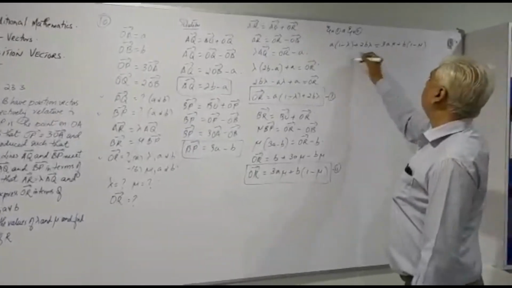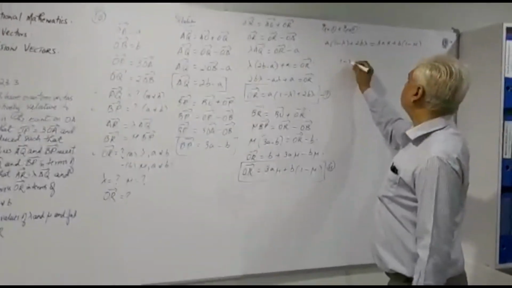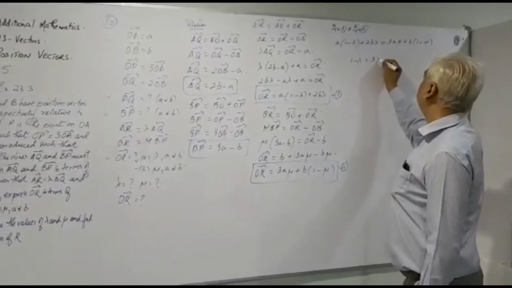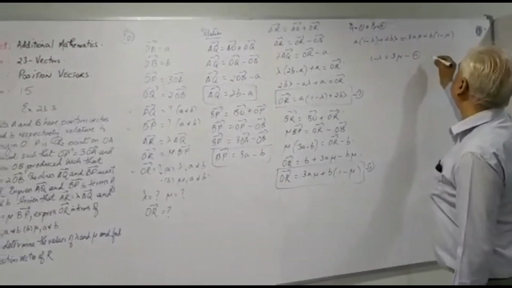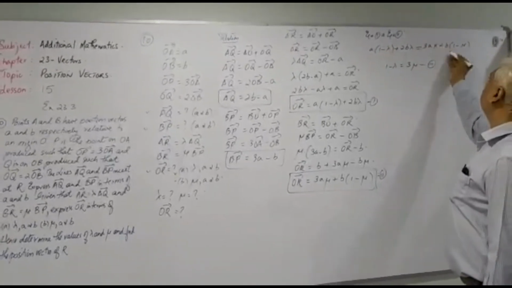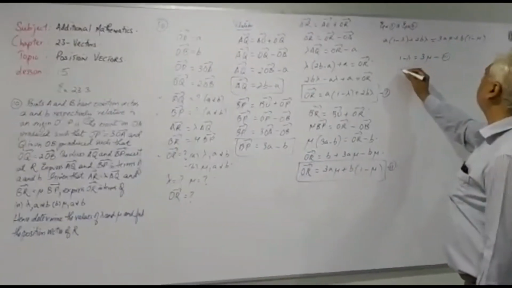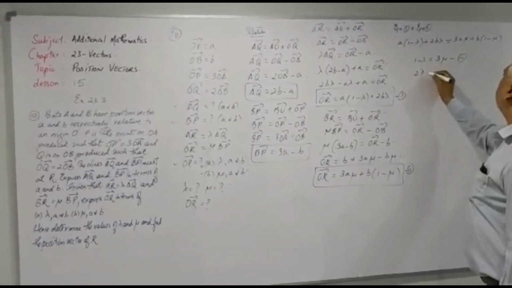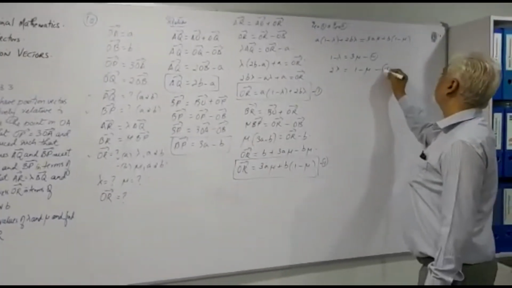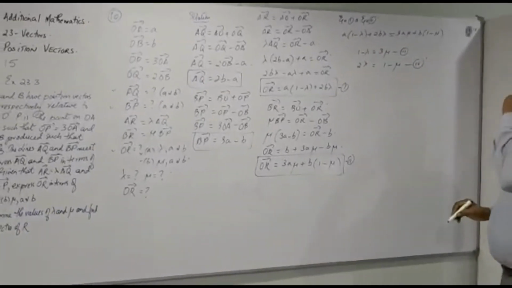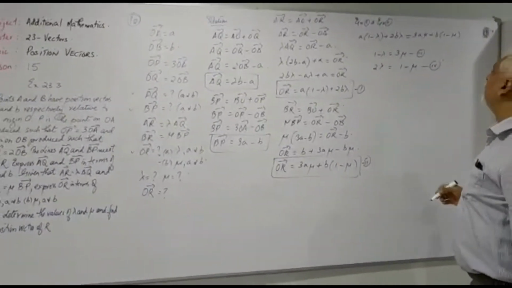Now from here, taking the coefficient of a, I'll get 1 minus lambda equals 3 mu, and let's call this equation number 3. Taking the coefficient of b, I'll get 2 lambda equals 1 minus mu, equation number 4. Now I need to find the value of mu and lambda.